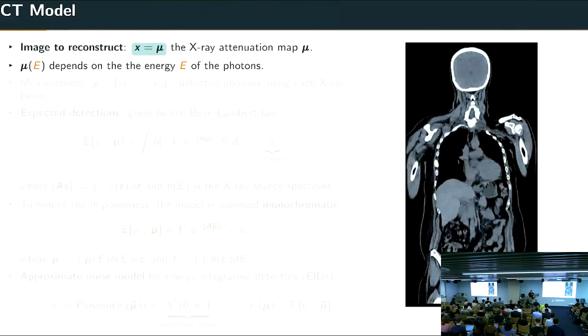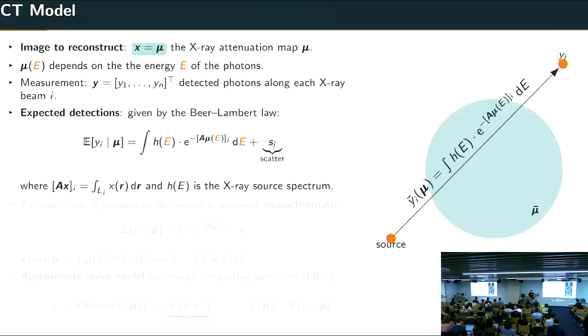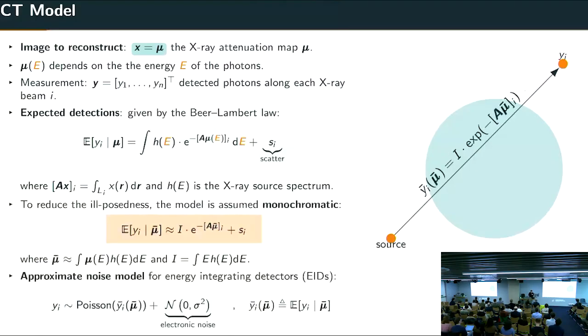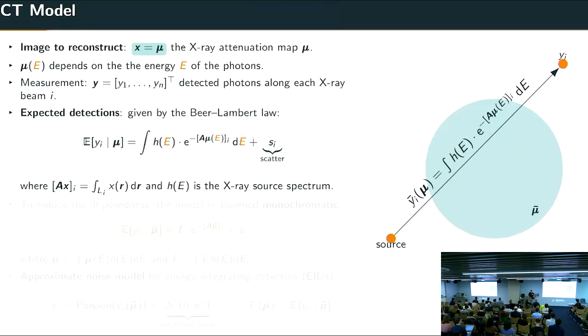So first, I start with the CT model. In CT, the image we want to reconstruct is the X-ray attenuation map mu, and this attenuation map depends on the energy, which makes the problem more complex. The measurements are stored in a vector y, which corresponds to detected photons along each X-ray beam i. And the expected detections are given by the polychromatic version of the Beer-Lambert law, which is integrated with the energy spectrum. And this is a very ill-posed problem because of all the energies.